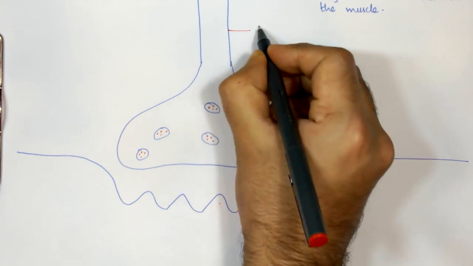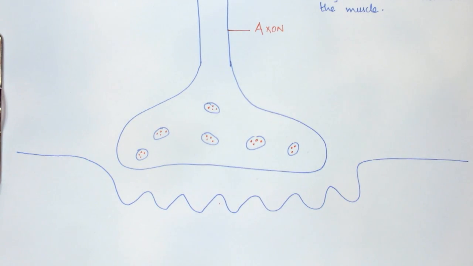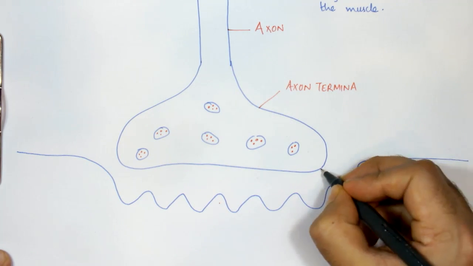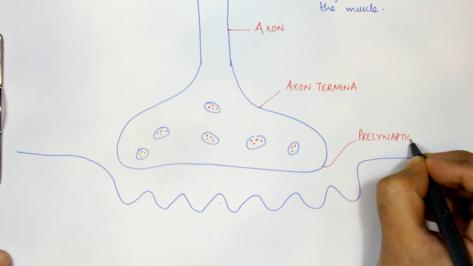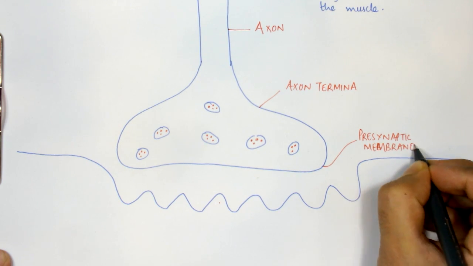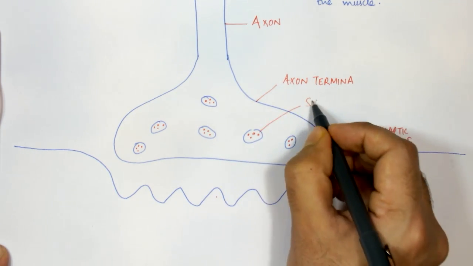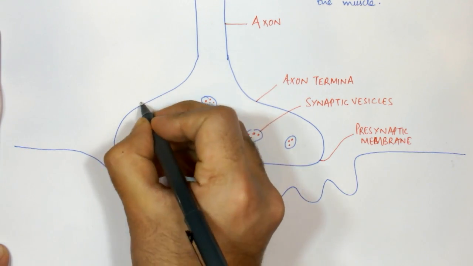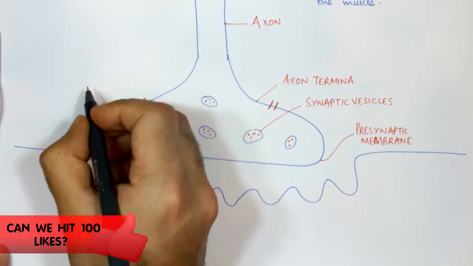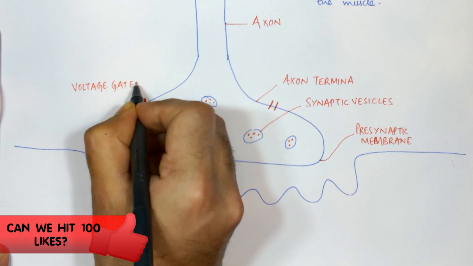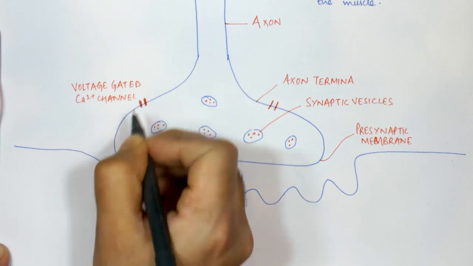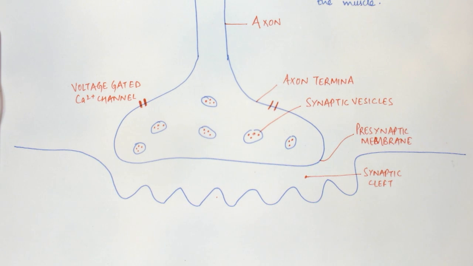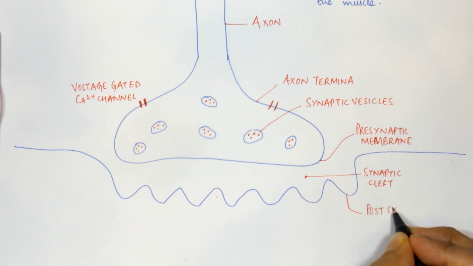So as you can see, this is the axon of the motor neuron. This is the axon terminal. This is the presynaptic membrane. And these are the various vesicles which contain the acetylcholine, that is a neurotransmitter involved in the action. These are the voltage-gated calcium channels. And this is the synaptic cleft, which is approximately 30 nanometers in size.